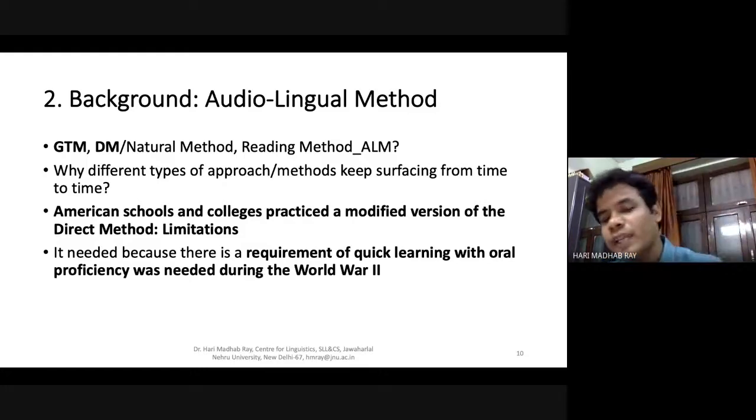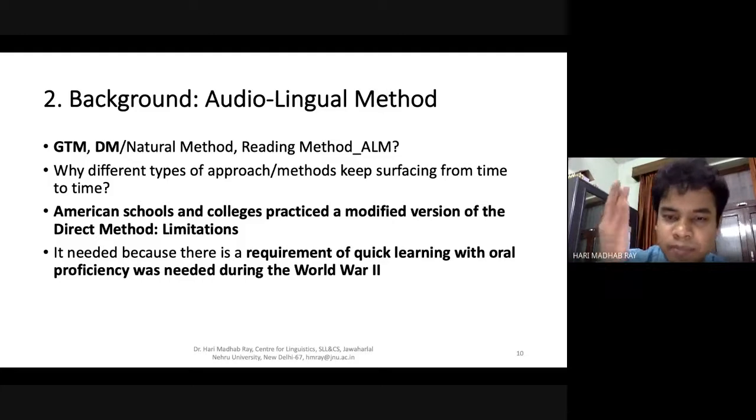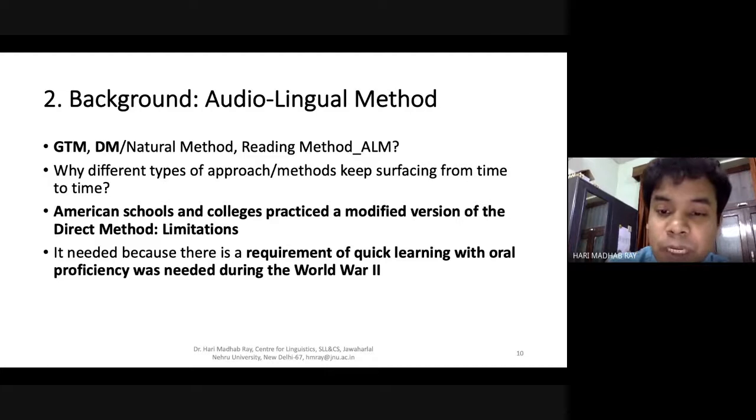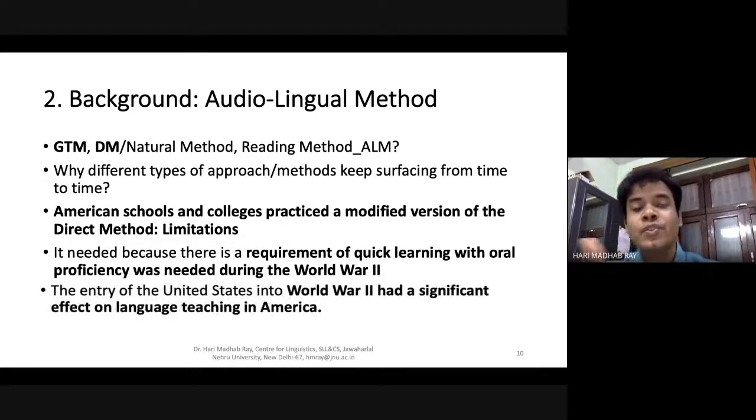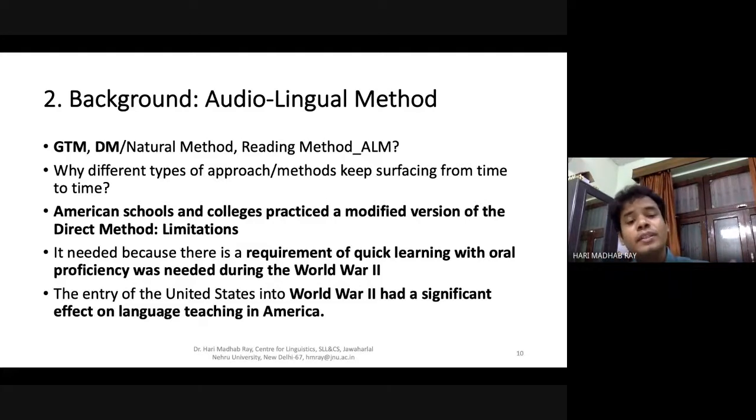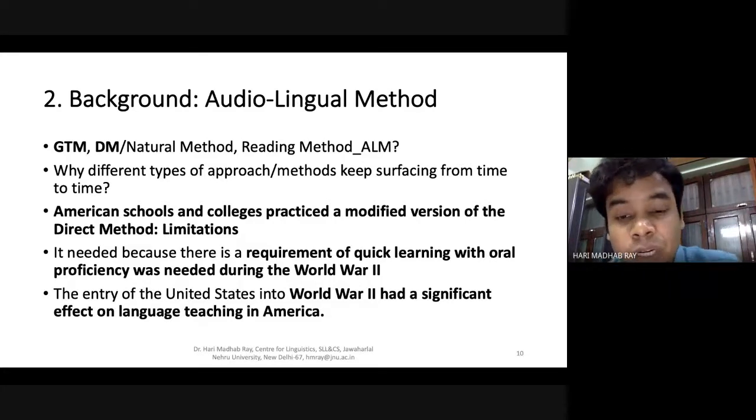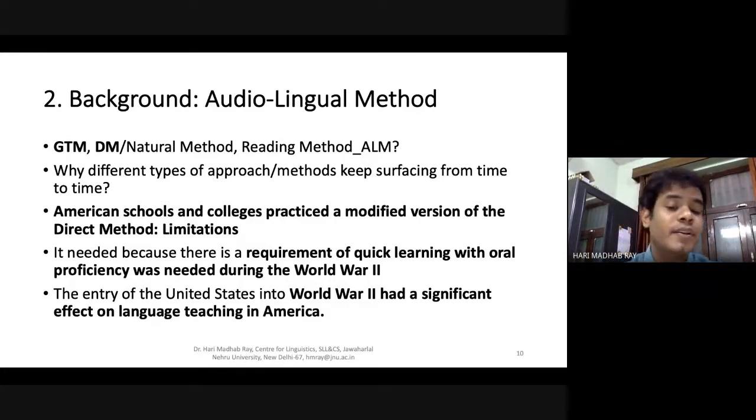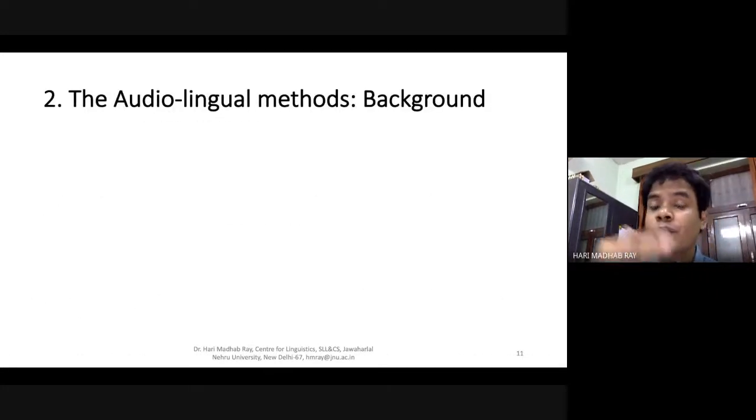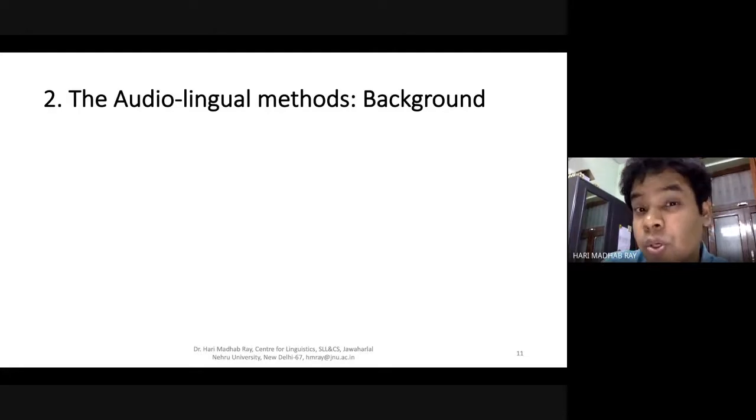So if you do not know the language, in the first attempt, let's say you will be caught. So that was the time, you see. So the requirement of quick learning with oral proficiency was needed during World War II. Try to understand the socio-historical context I am talking about. Also, the entry of the United States into World War II had a significant effect on language learning in America, and especially the audiolingual methods.